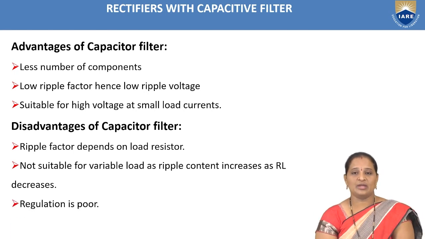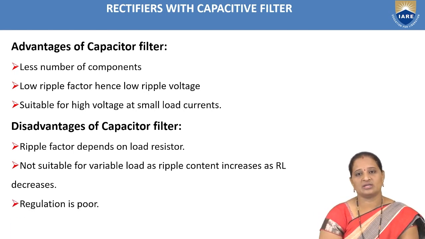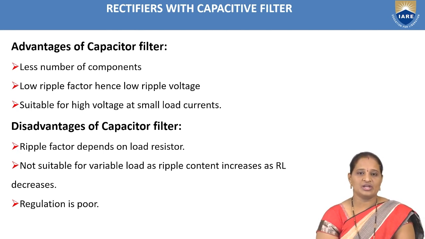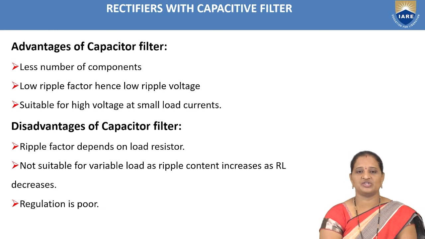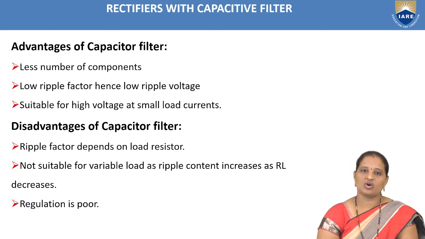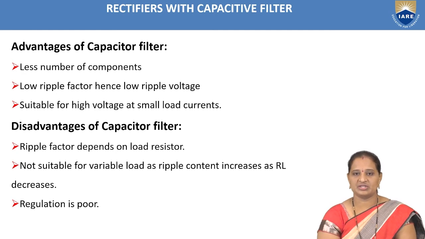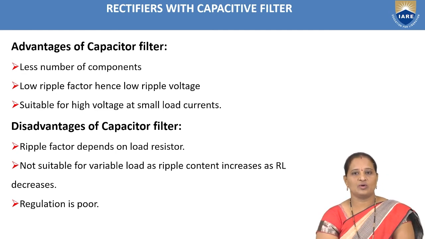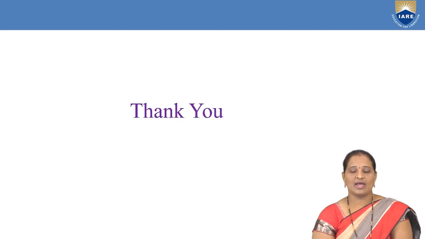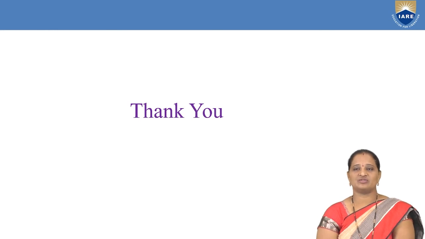Since it depends on the load resistor, we can say that regulation is poor. Regarding regulation, we already know the definition: we should not observe any change in the output voltage even for variations in the load resistor or load current, but that is what happens with the capacitive filter. So that is all about rectifiers with capacitive filters.